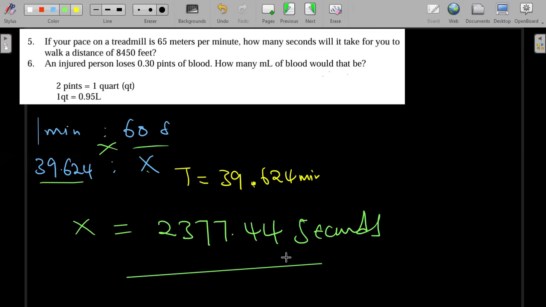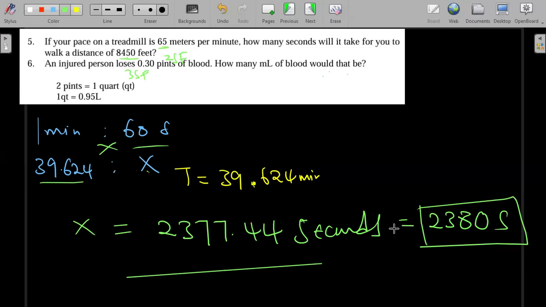The other thing is that you should round off the final answer to the least number of significant figures that you had. Here we had the 80, the 65, and this distance. This one has 3 significant figures, and this one has 2 significant figures. So your final answer should also have 2 significant figures. If we round this off, we get 2380 seconds. This is our correct answer, rounded off to the correct number of significant figures.